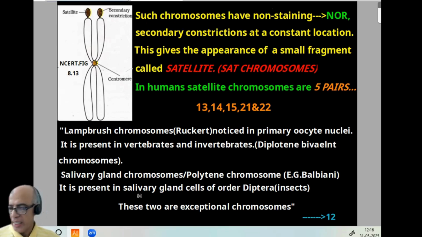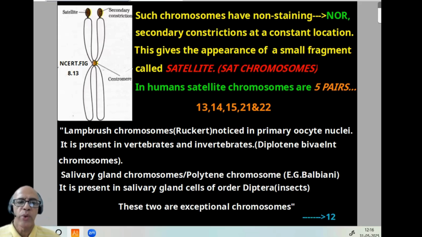Now, next is the Lampbrush chromosome. This part is not in the syllabus, but some giant chromosomes are mentioned just for namesake. The Lampbrush chromosome is concerned with the scientist Ruckert. It is noticed in primary oocyte nuclei, oocyte meaning egg, present in vertebrates and invertebrates, specifically diploid bivalent chromosomes.